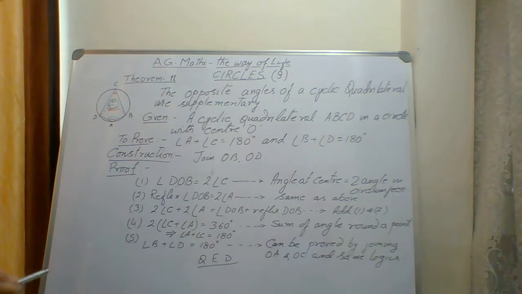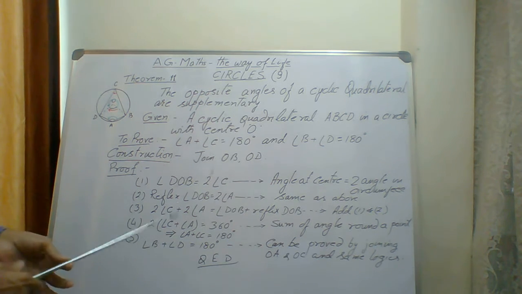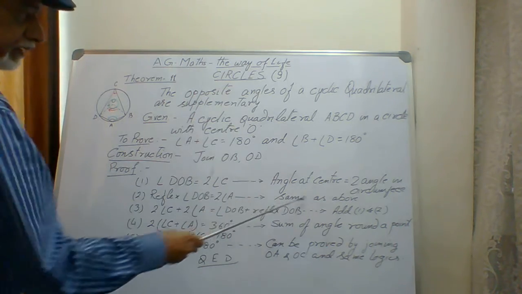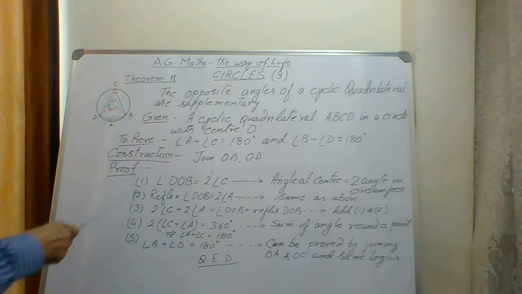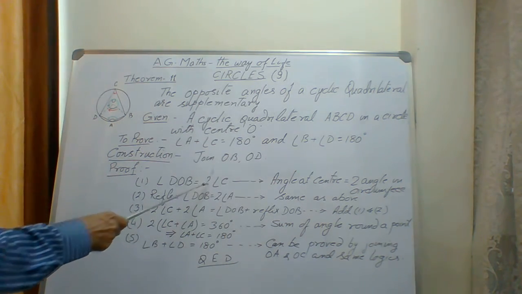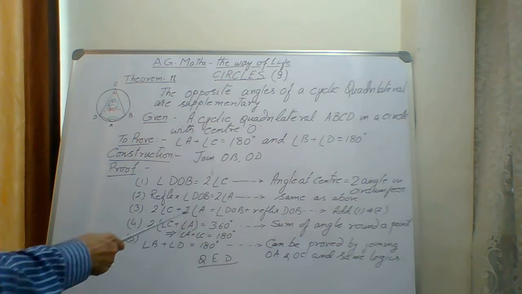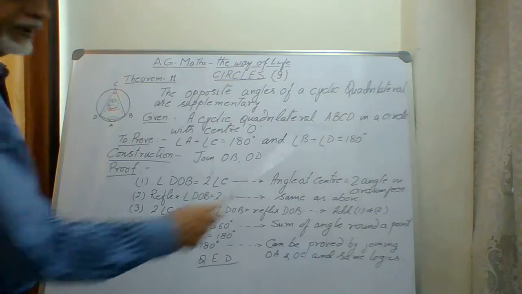The reason is the same as above. We said that the angle at the center must be equal to 2 times the angle at the circumference. The same reasoning holds for the reflex angle equal to 2A. Now from 1 and 2, I can write that 2C is equal to the red angle and 2A is equal to the green angle. What I did was add 1 and 2.